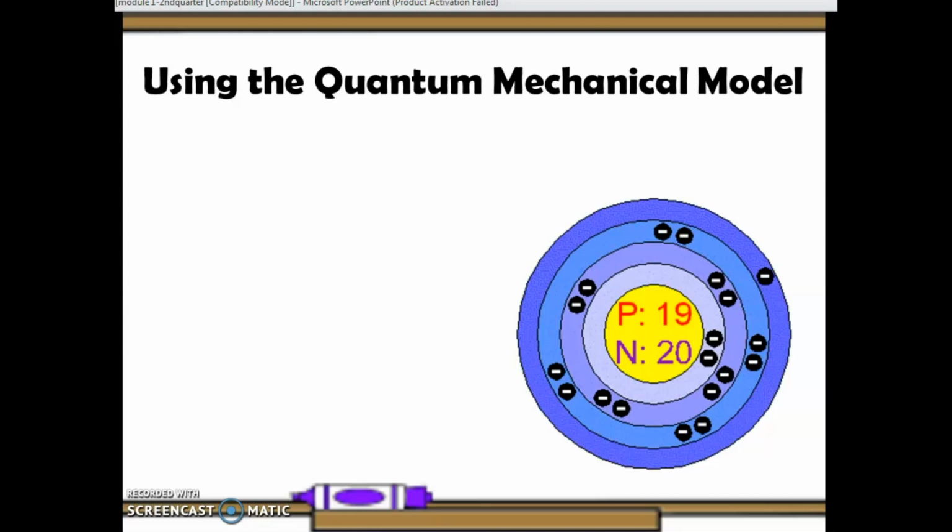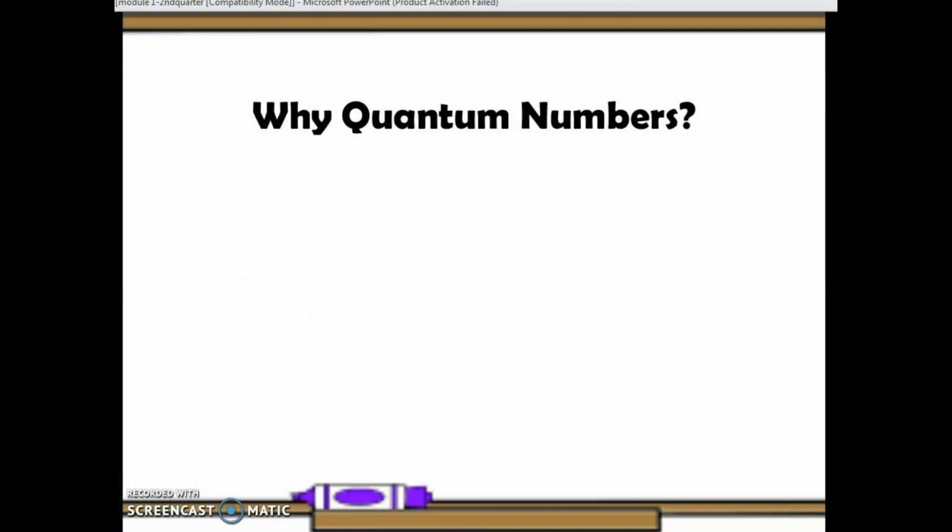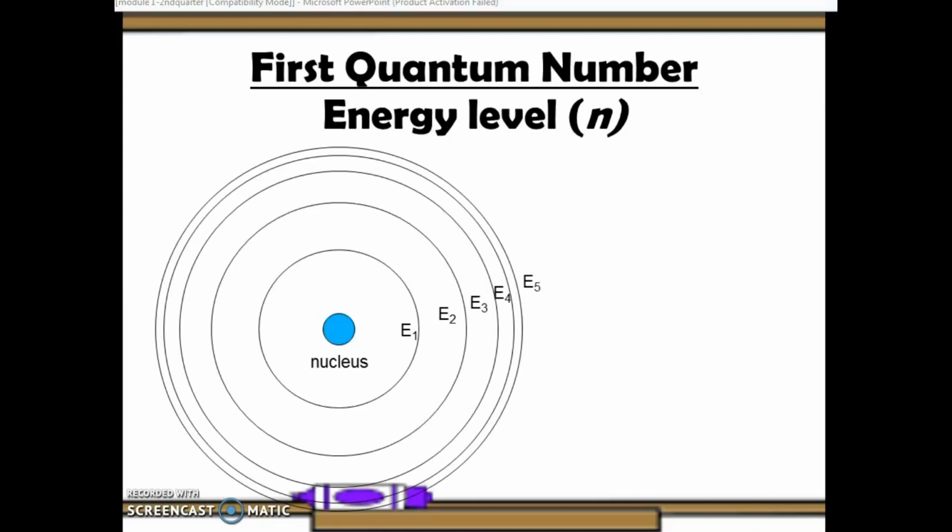The best way to describe the probable location of an electron in an atom is by considering the following: the principal energy level, the energy sublevel, the orbital in each sublevel, and the spin. Now, why quantum numbers? The quantum numbers are like an address: state, city, street, house number. Each piece of information is needed to describe the location, and each one tells more specific information about where the electron is located. Let's have the first quantum number, the energy level.